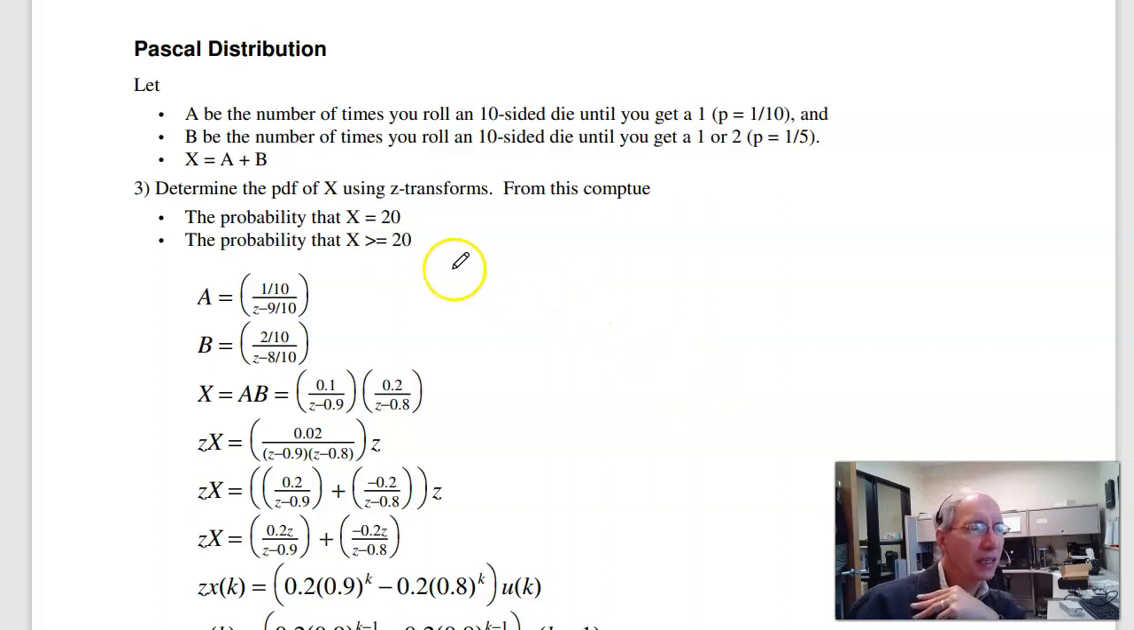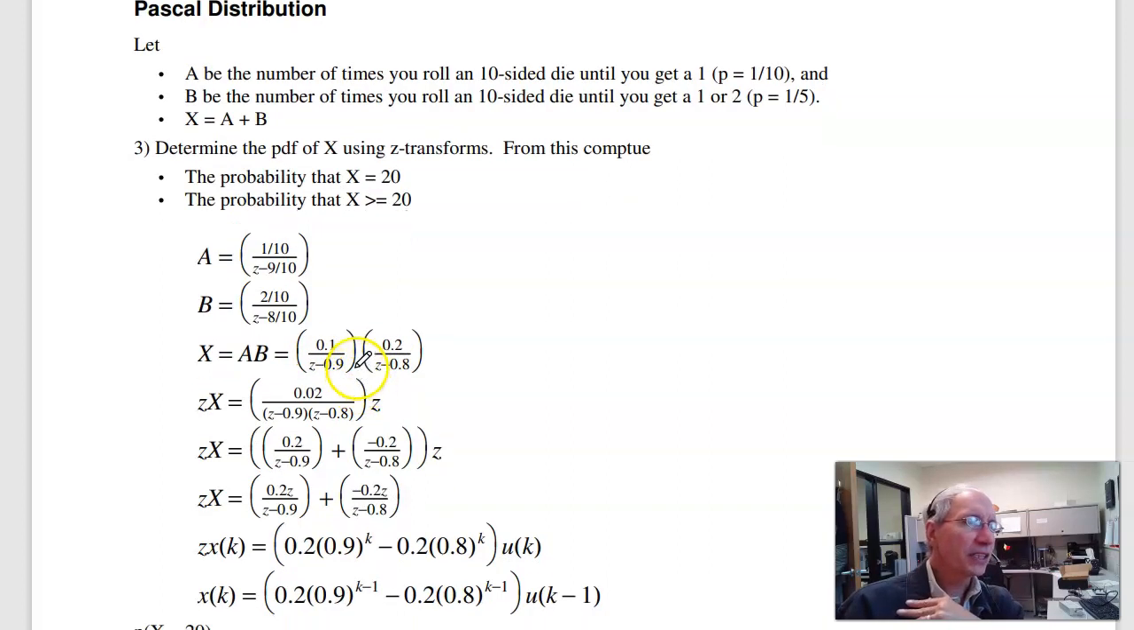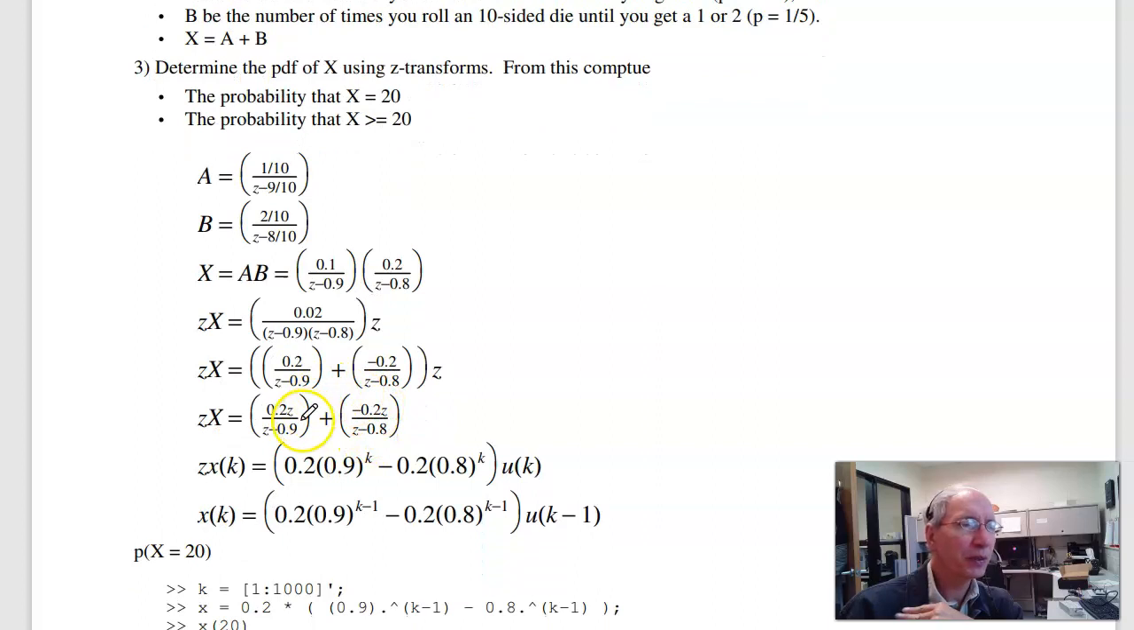So to do that, here's the z-transform for A, z-transform for B. For x, you multiply the z-transforms. So this is where the z-transforms really shine. This is a whole lot easier to do than convolution. To find x of k, find the inverse z-transform. So again, multiply by z to get a z in the numerator. Pull the z outside, do partial fraction expansion, multiply through by z, take the inverse z-transform.